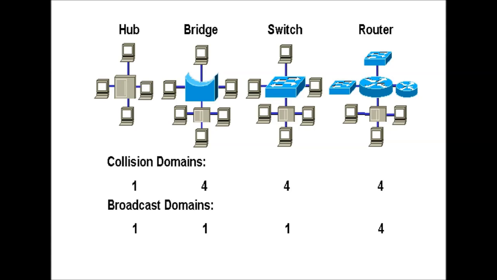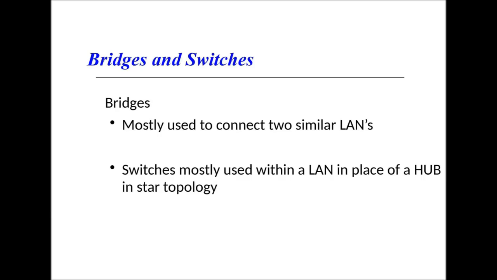So if the collision domains and broadcast domains are more than one, then there will be no chances of collision and the broadcast network will be good. So router and switch, these two devices contain more collision domains and more broadcast domains, but the hub and bridge contain fewer collision domains and fewer broadcast domains. So these four internetworking devices are used to create collision domains and broadcast domains in networks. This is the last slide of today's lecture.